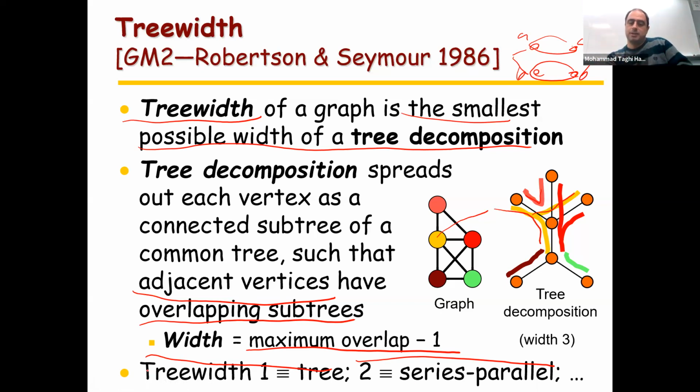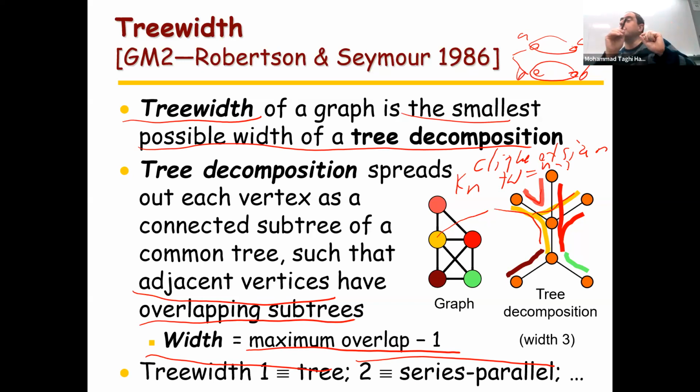But here is what I wanted to say. What are the important graphs regarding treewidth? The treewidth of trees is 1, by definition. Series parallel graphs, the resistor graphs that I have mentioned, have treewidth 2. A clique of size n, or essentially K_n, has treewidth n minus 1. That's the ultimate case.